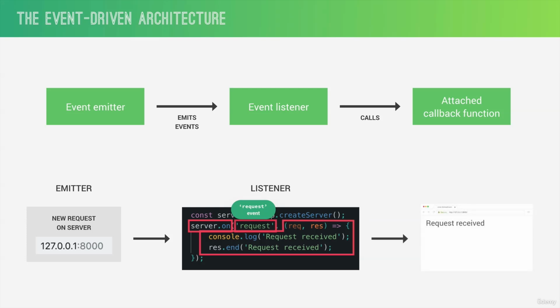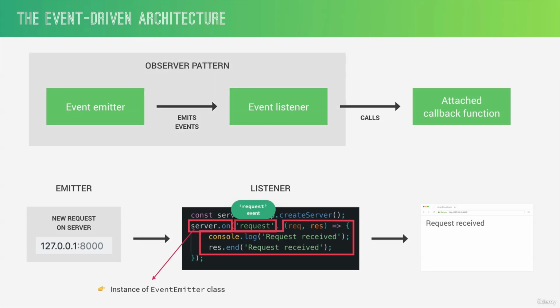Now, it works this way because, behind the scenes, the server is actually an instance of the Node.js EventEmitter class. So it inherits all this event emitting and listening logic from that EventEmitter class. And don't worry, we're going to use it all right in the next video so that you become familiar with all this logic.